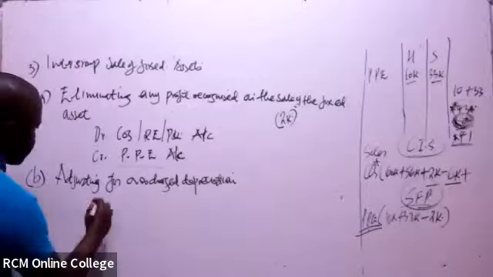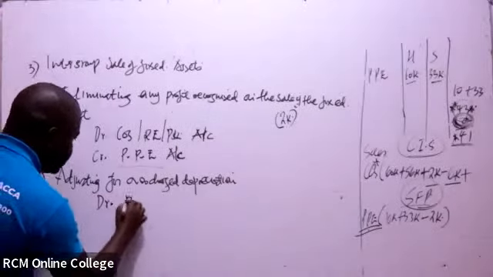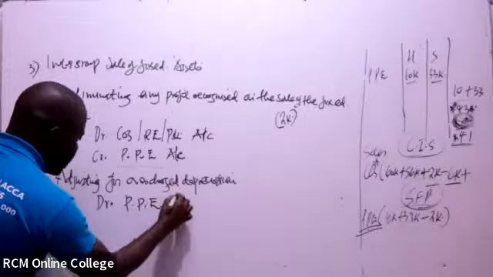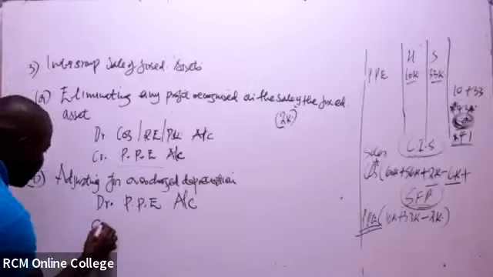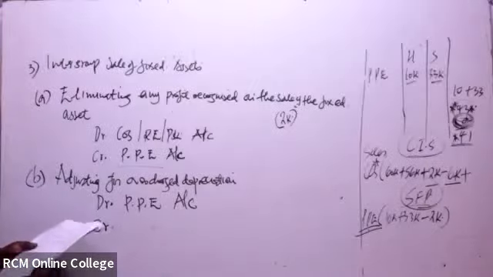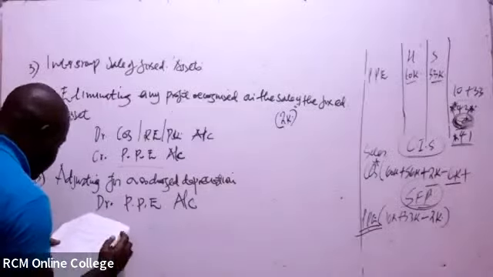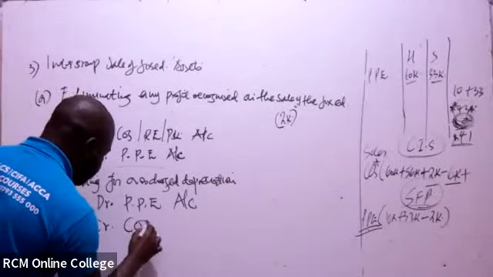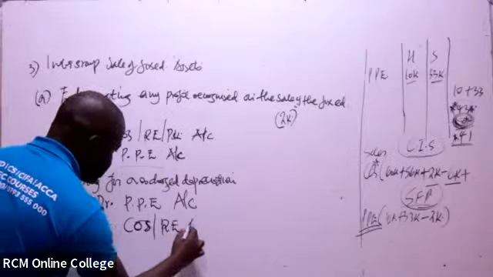You'll debit, you'll return it back. Debit the property, plant and equipment account with that overcharged depreciation. Then we'll end up having to credit the income statement, or in this case, reduce the cost of sale. You'll credit the cost of sale, or you can probably say you'll credit the retained earnings account.